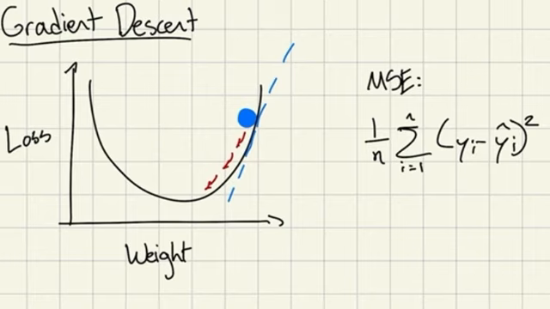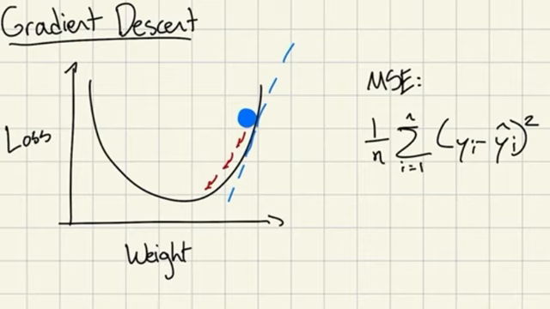By squaring the difference, we can make sure that all errors contribute positively to the loss, so we don't have a negative value being added on, and that larger errors are penalized more heavily because the larger the error, the larger the squared value, whereas smaller values have smaller squared values.